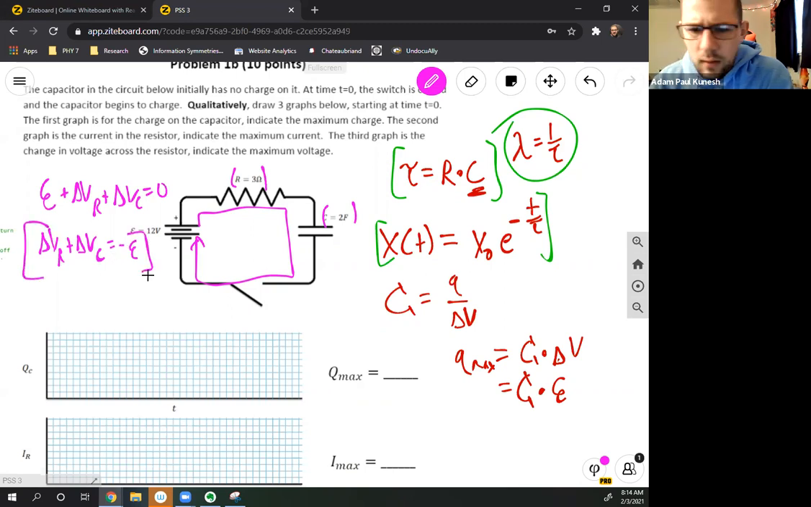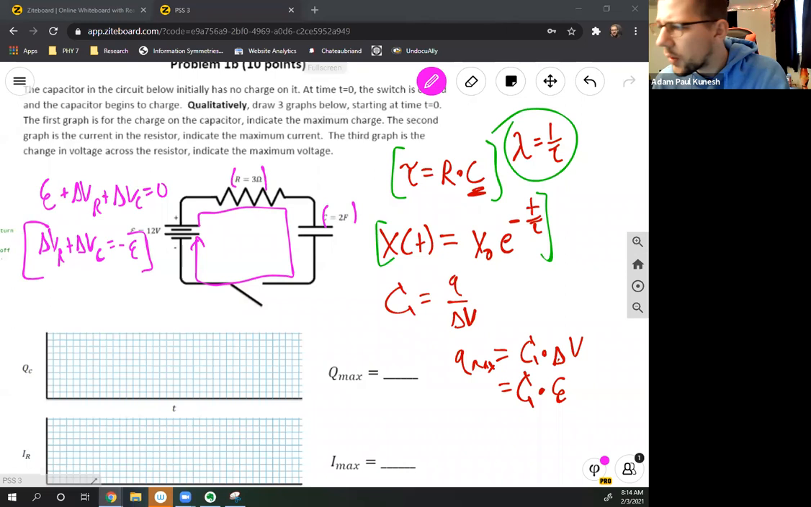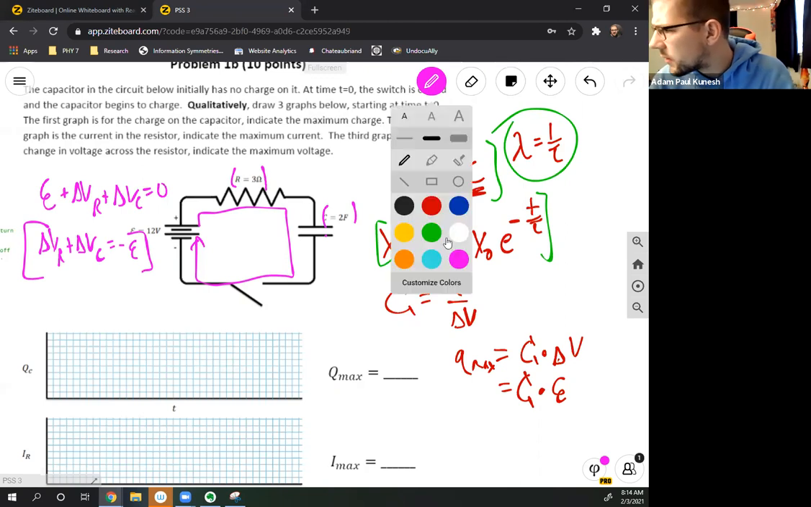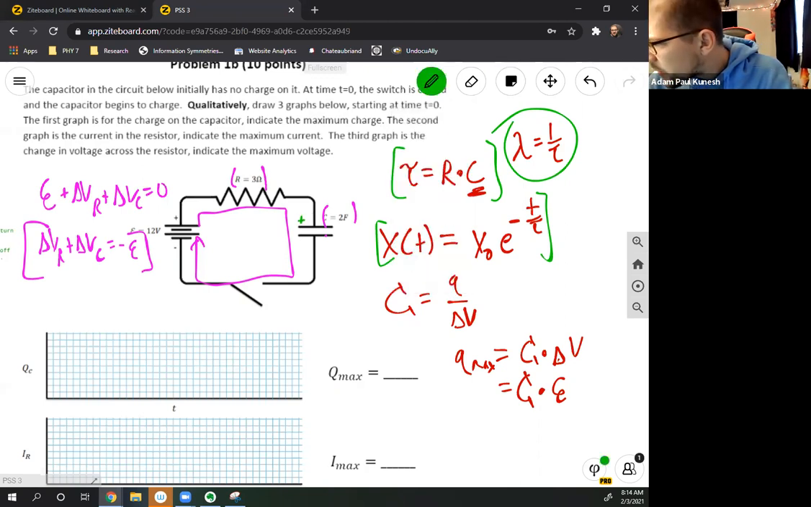Okay, I got a new message. Would it be a positive or negative epsilon for delta V of the capacitor? Okay, good. So during charging, because of my direction here, because I'm going from the positive end to the negative end of the capacitor, this delta V will be a negative number across the capacitor.